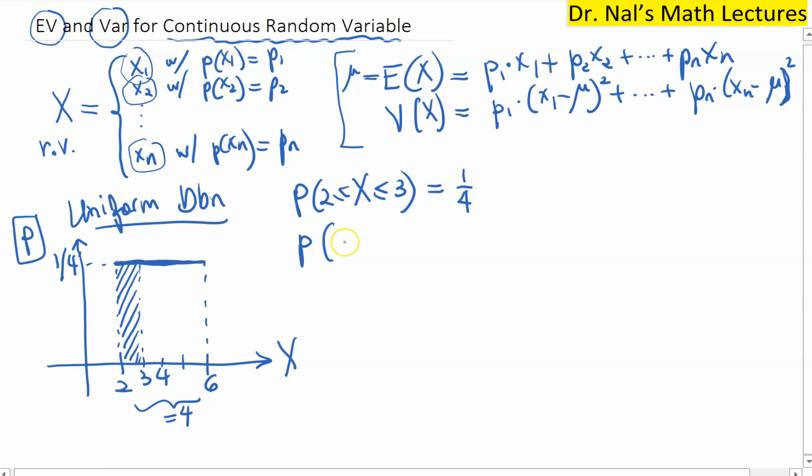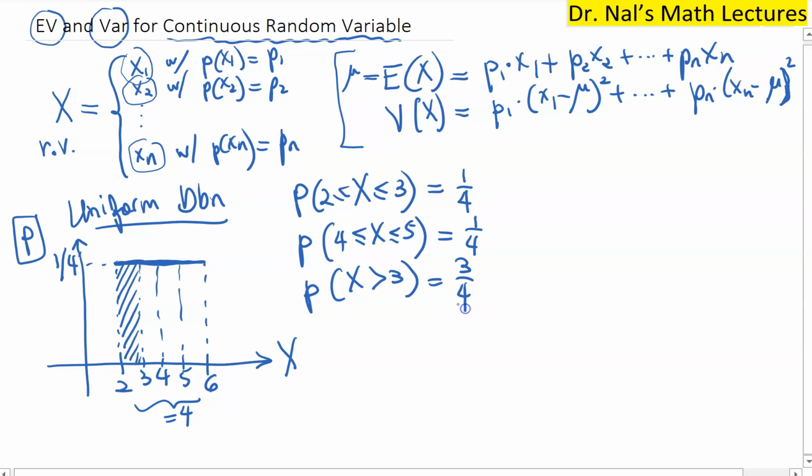So for example, what is the probability that X is between 4 and 5? That one is also easy. 4 and 5 would be this area between those two numbers. Because the whole thing is 1, that one would be 1/4 as well. Or for instance, what is the probability that X is strictly greater than 3? Well, that one would be 3/4, and so on. Very straightforward. The same thing applies for the normal distribution.